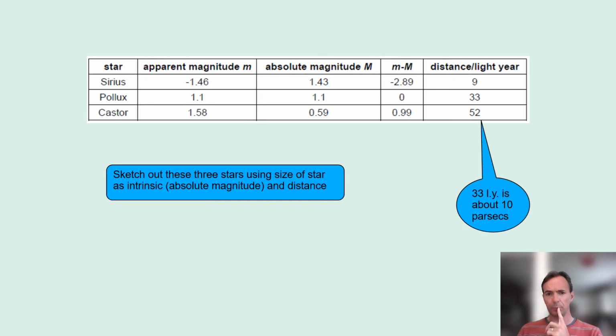Earth. It's 1.1, a little brighter, so make that circle a little bit bigger. And then as you go to Castor, it's the brightest of these three, 0.59. So therefore, put it further away, about, what's that? How many parsecs? Sorry, 15-ish. My apologies. Okay.